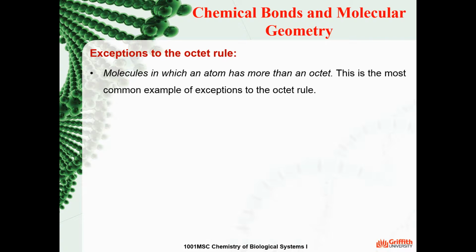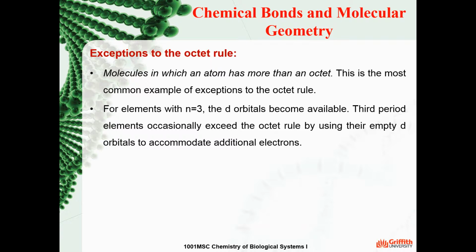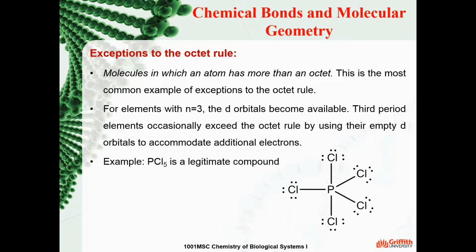On the other hand, the last exception to the octet rule happens when some atoms can take more than 8 electrons. This is considered the most common exception. This exception happens in elements that have an energy level of n equals 3. The reason is that the d orbital becomes available and it can be used by the element to exceed the octet rule. For example, phosphorus, which is in energy level n=3, can have 10 valence electrons in some molecules like PCl5. Nitrogen, which is on energy level 2, cannot exceed the octet rule as it doesn't have the d orbital.